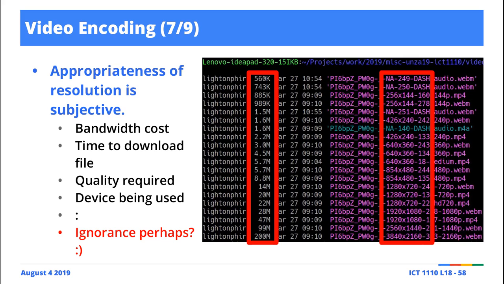Can't remember what I was about to say here, but something to take into account. Sorry? Okay. The last one, yes.